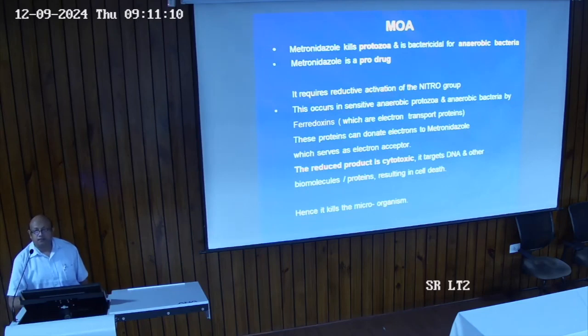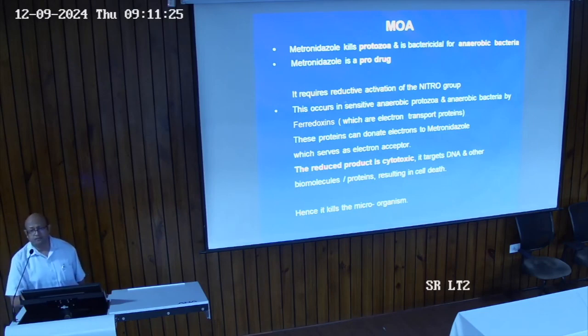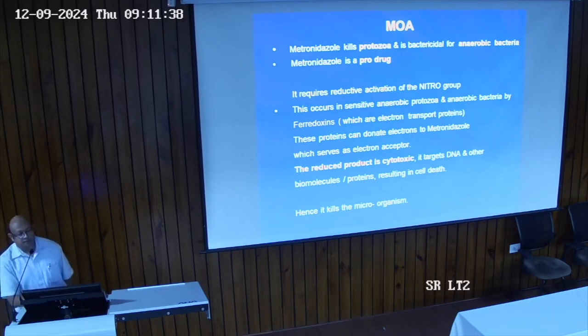Then the mechanism of action: metronidazole kills the protozoa, and also it is bactericidal for anaerobic bacteria. So it is a prodrug. This is important that besides protozoa, it is going to affect the anaerobic bacteria which are present in the gut, as well as other pathogenic anaerobes. It requires reductive activation of the nitro group. This occurs in sensitive anaerobic protozoa and anaerobic bacteria by ferredoxins.